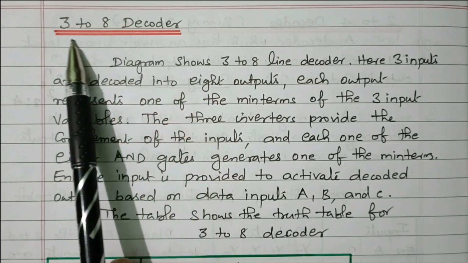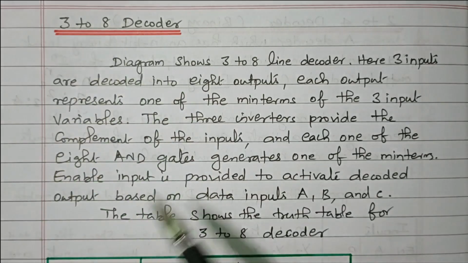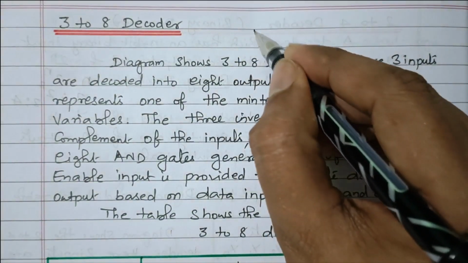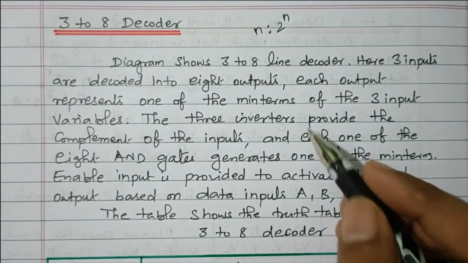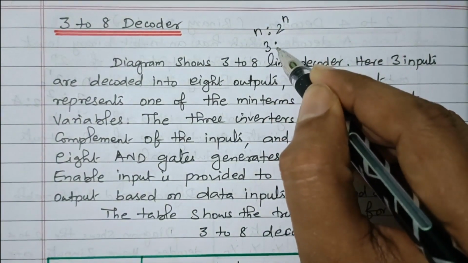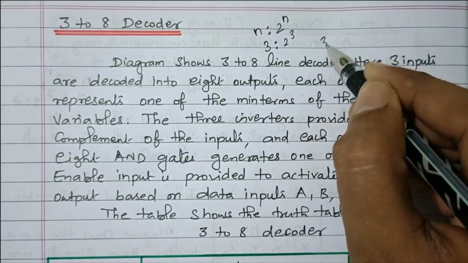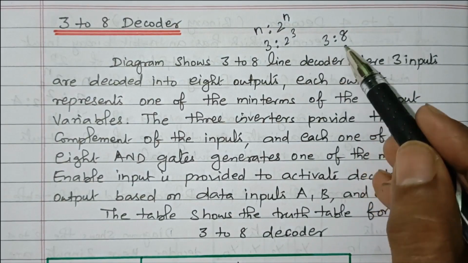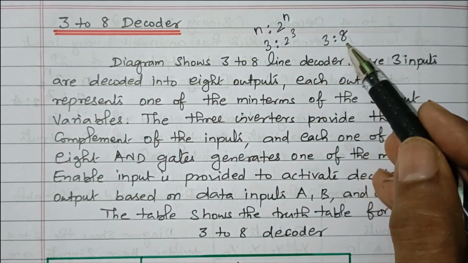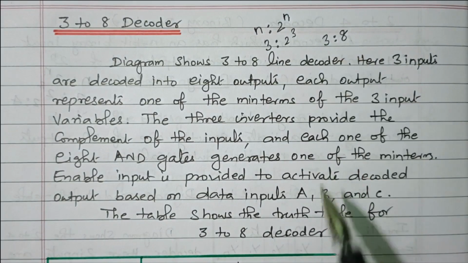Now we'll go to the topic 3 to 8 decoder. We know that a decoder is a device having n inputs and 2 to the power n outputs. Here n equal to 3, so 2 to the power 3 is 8. So that is 3 to 8. From 3 possible inputs we are getting 8 possible outputs. That is the 3 to 8 decoder.